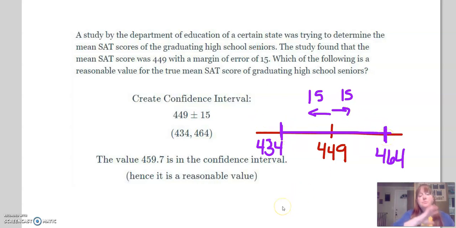So then you could pick from a reasonable value, and in this case 457 or 459.7 is in between 434 and 464, right? So this is a reasonable value. This very well could be the mean of all high school seniors in the population.